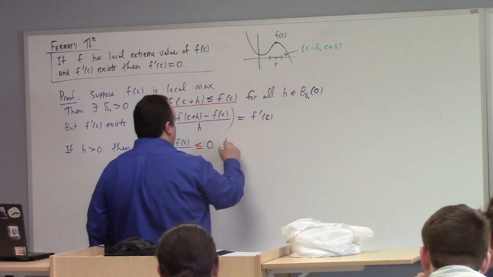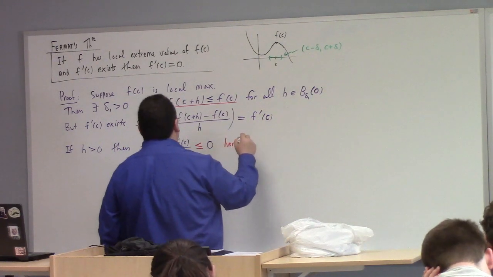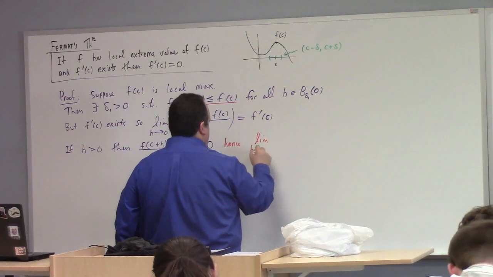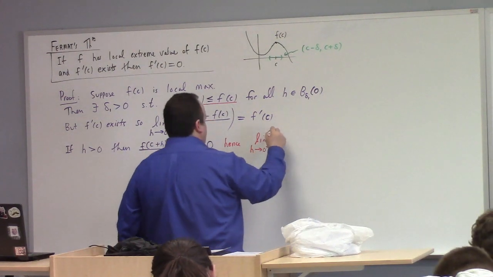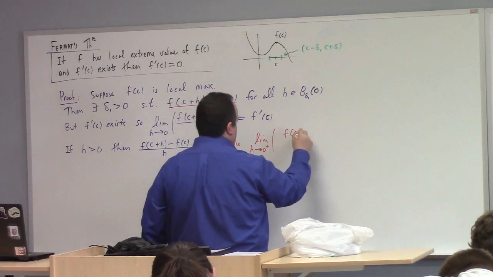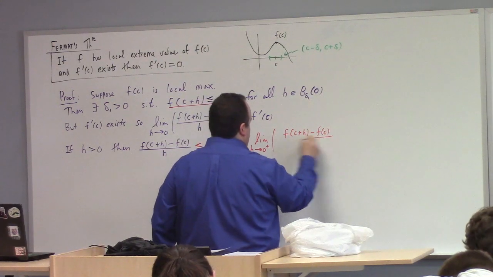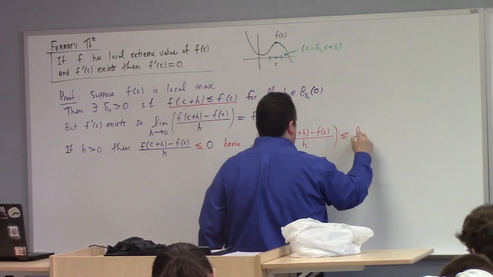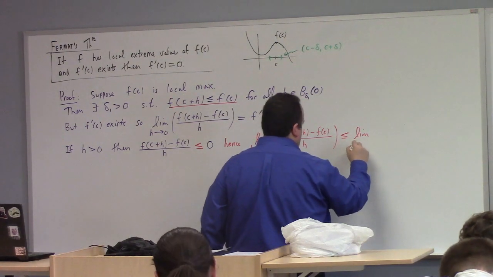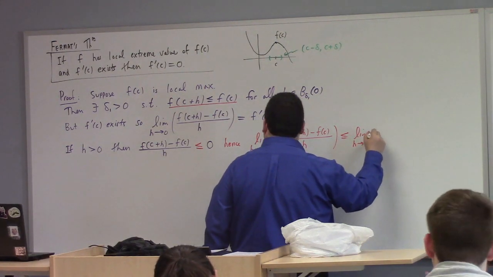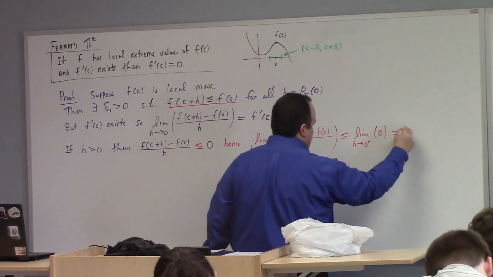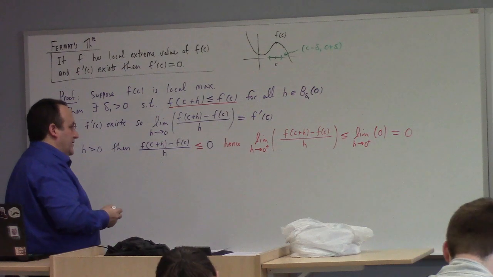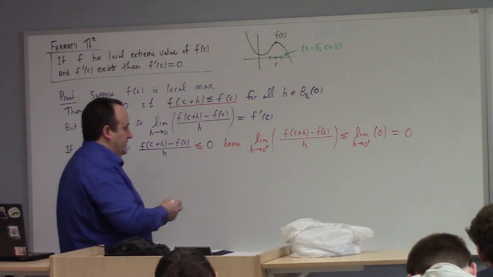Hence, the limit as h goes to 0 from the right of f of c plus h minus f of c divided by h is less than or equal to the limit as h goes to 0 from the right of 0, which of course is equal to 0. But I should also say that this is equal to what?